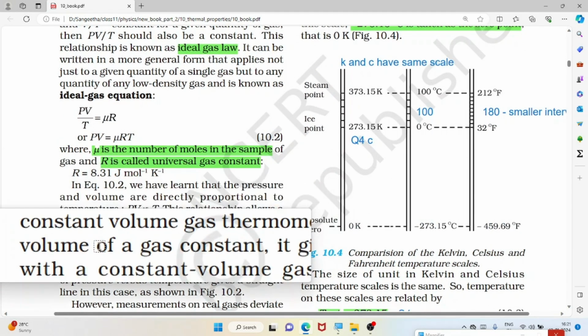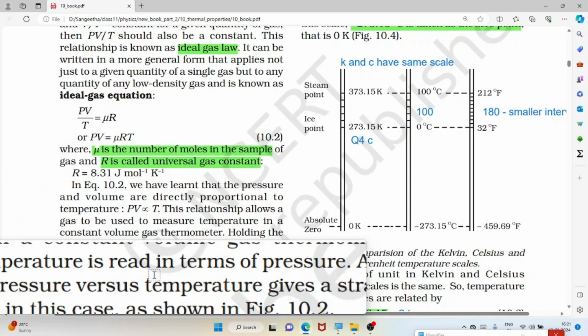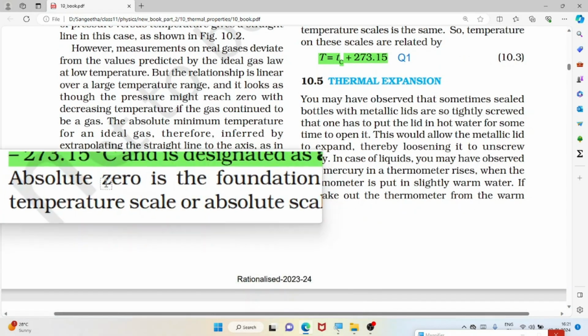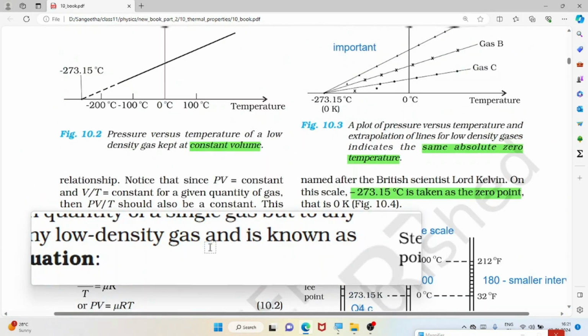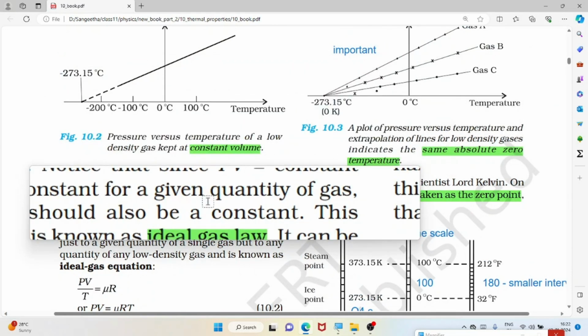Ideal gas equation: mu is the number of moles, and R is the universal gas constant. Absolute zero is here, and it is minus 273.15 degrees Celsius.